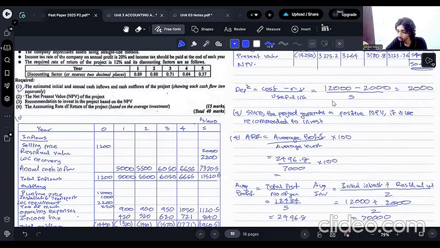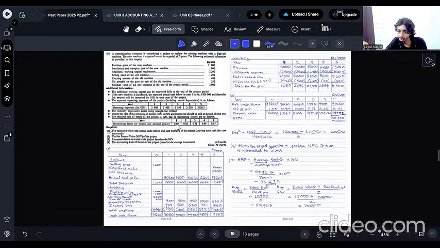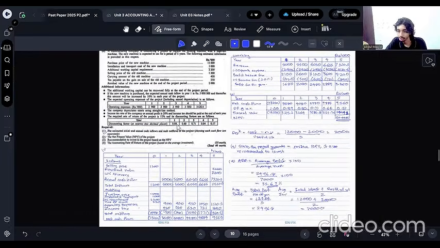ARR is 2496.8 divided by 7000 into 100. That is going to be 35.67%. You can round it off and tell like this. Okay. Then that is the fourth question. It's a good investment appraisal question. Could be time consuming. Okay. And that is done.